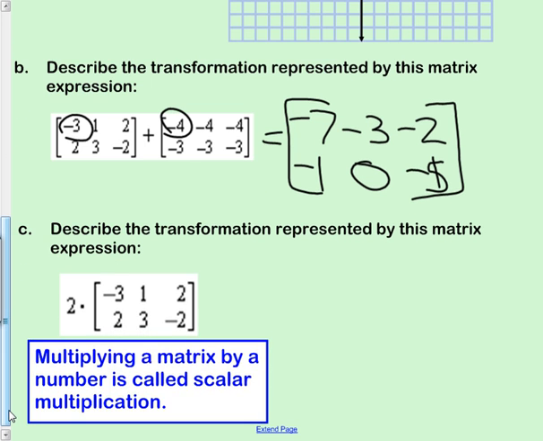Okay, so when we add or subtract, oh, that side chatter, please stop. So when you add or subtract, you're taking each position and adding or subtracting it to the same spot on the other matrix C.